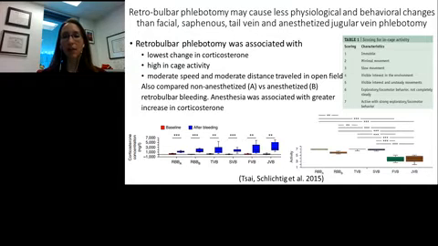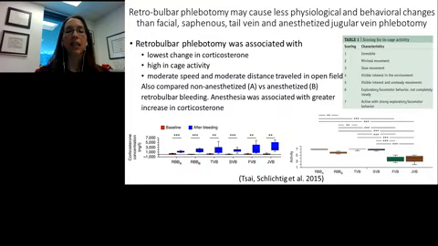They also came up with a scoring system, which I've shown you here, for in-cage activity after the experimental phlebotomy technique, with increasing scores for increasing activity, and I'm showing you this data here. And so you can see that retrobulbar phlebotomy was associated with a high in-cage activity after the procedure, which is interesting even in the retrobulbar group that had received anesthesia. And then I'm not showing you the data, but this Cyano et al. paper also reports that retrobulbar phlebotomized mice had a moderate speed and distance traveled in the open field.